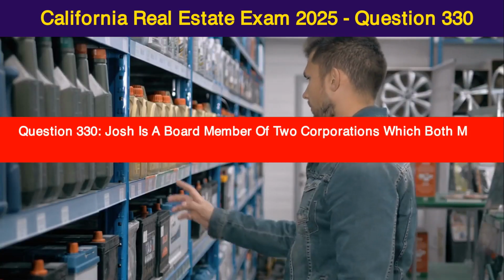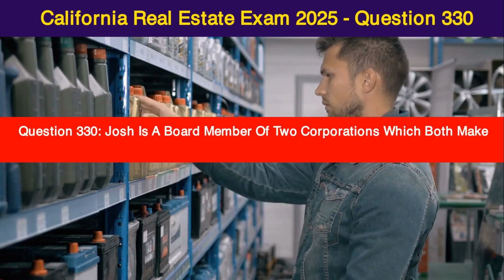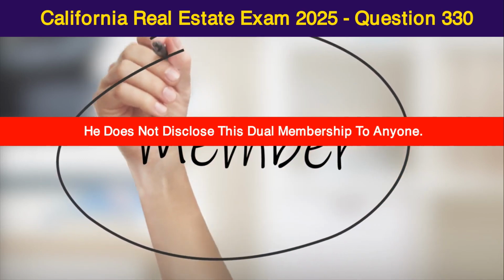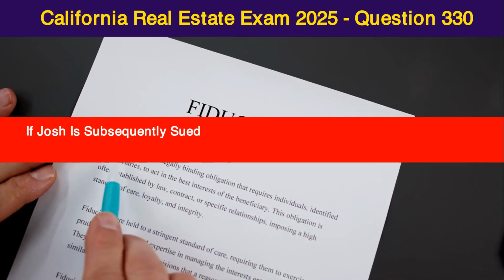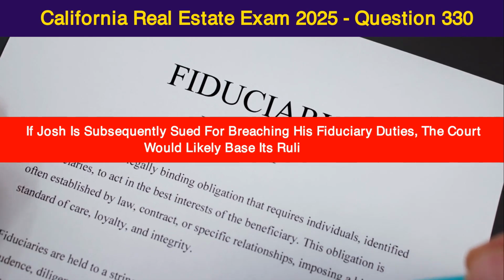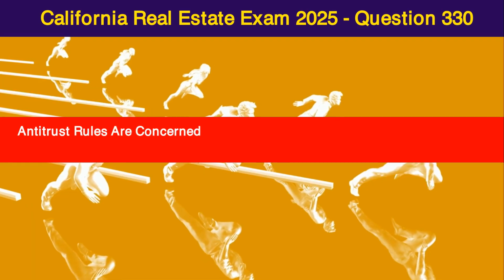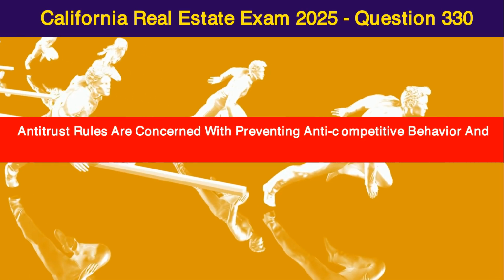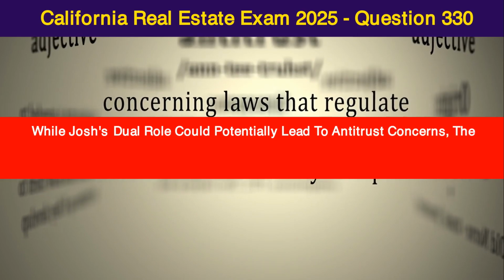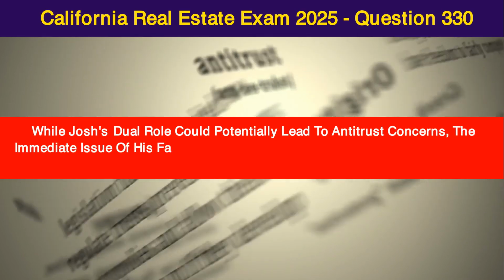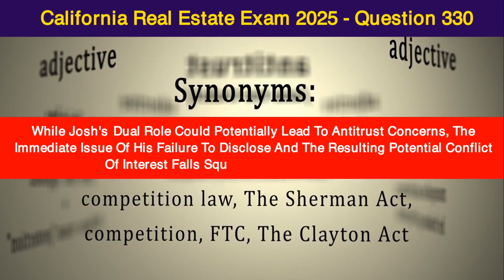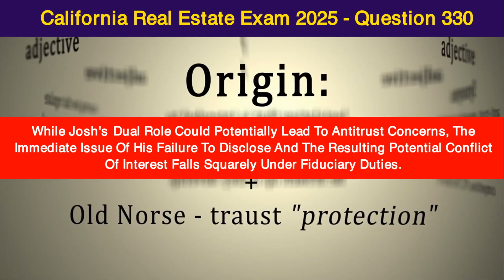Question 330. Josh is a board member of two corporations which both make and market motor oil. He does not disclose this dual membership to anyone. If Josh is subsequently sued for breaching his fiduciary duties, the court would likely base its ruling on that antitrust rules are concerned with preventing anti-competitive behavior and monopolies. While Josh's dual role could potentially lead to antitrust concerns, the immediate issue of his failure to disclose and the resulting potential conflict of interest falls squarely under fiduciary duties.